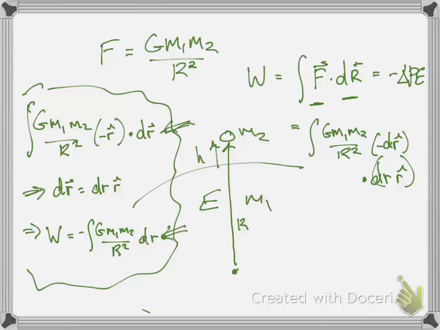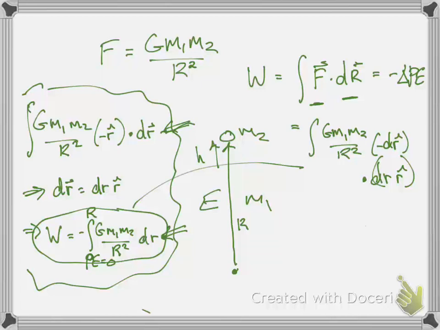And so that means that the work can be written like this when we get rid of the dot product. So now we have to take the integral of G m1 m2 over r squared dr from the position where the potential energy is 0, to some radius r. Now where is the potential energy equal to 0? We can define it where we like, but there's a convenient, mathematically and physically convenient place where the potential energy is 0.